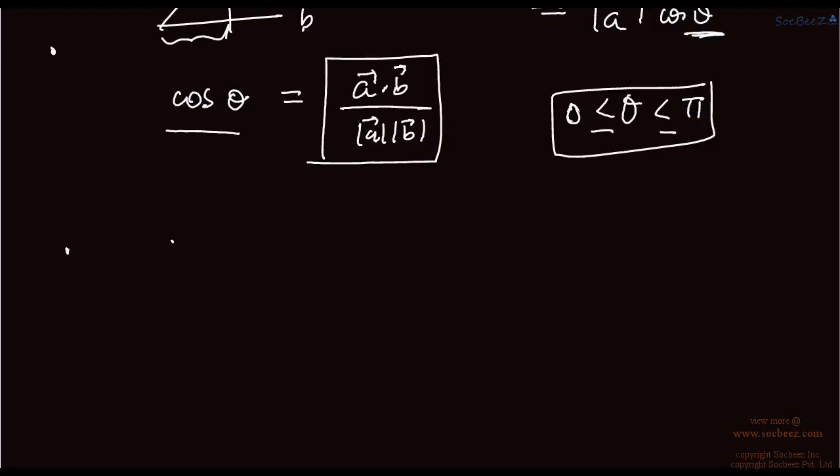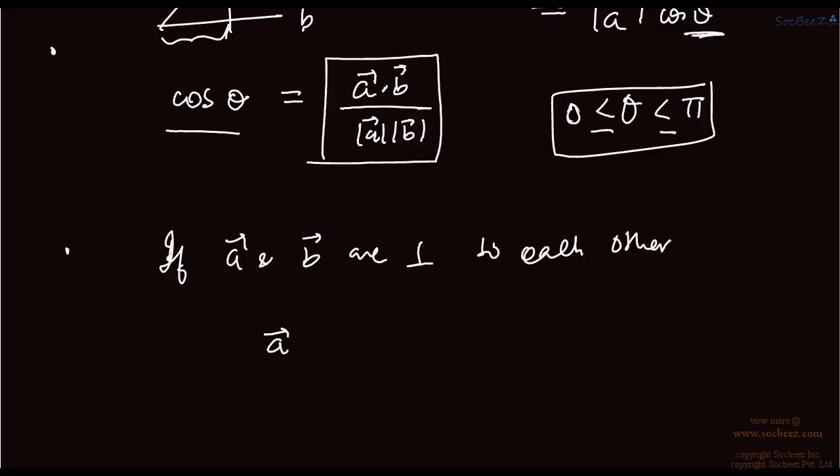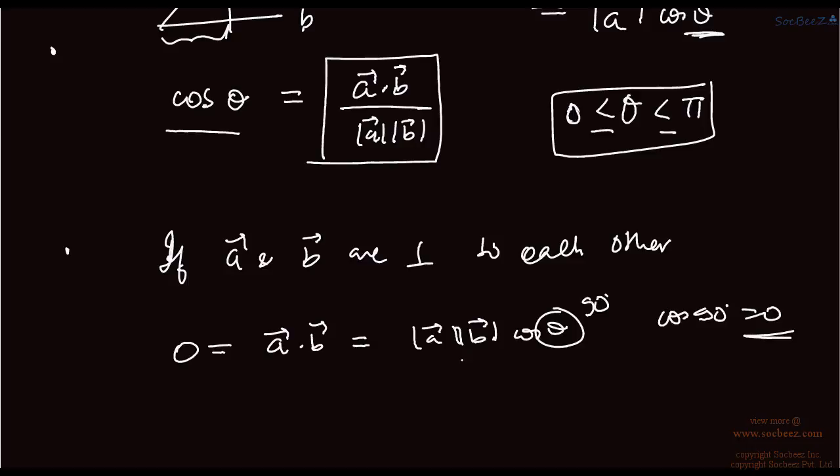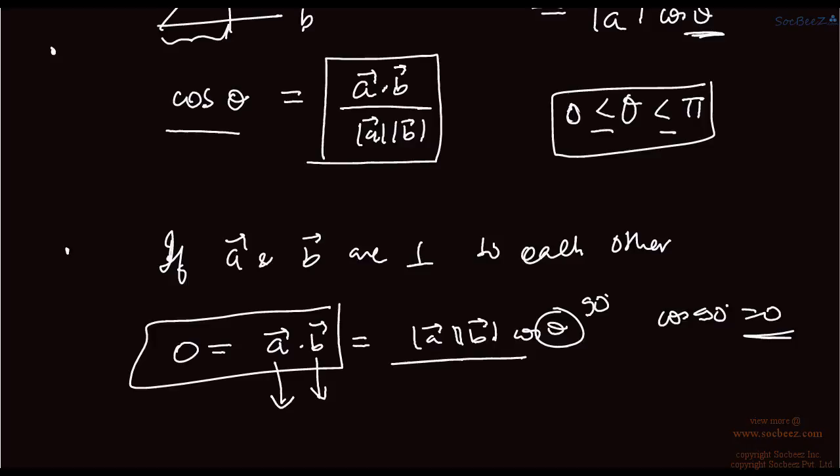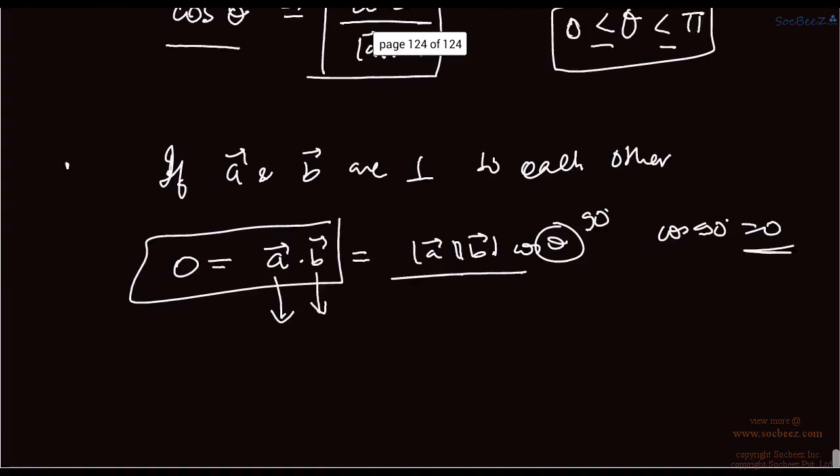Then if vector A and vector B are perpendicular to each other, fine, then A dot B will be 0, because A dot B is what? Mod A, mod B, cos theta. If theta is 90 degrees, cos 90 is 0. So when you multiply 0 with anything, it will become 0. So A dot B is 0 in case we have two perpendicular vectors. And of course, these two should not be zero vectors. Neither of them should be a zero vector.